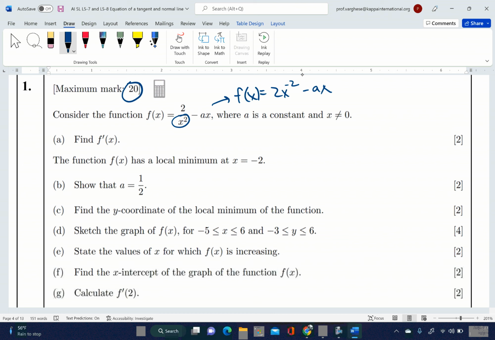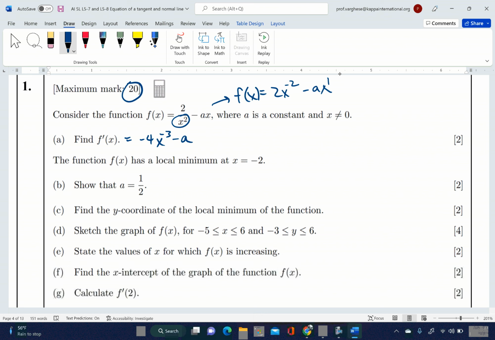-2 times 2 is equal to -4x, and then I take this exponent, subtract 1 from it, so that's going to give us -3. Perfect. And then I have minus, and the derivative of -ax is just -a, right? There's an imaginary 1 here. 1 times -a is -a. 1 minus 1 is 0, so that x to the 0 is just 1, okay? So I have my derivative right here.